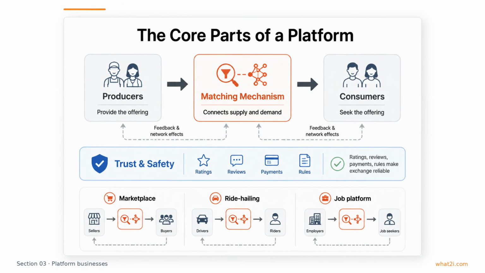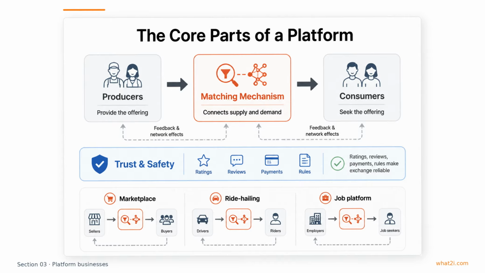Most platform businesses depend on three core elements working together. First, there must be supply, meaning producers or providers who offer something people want. Second, there must be demand, meaning consumers who are searching for that offering. Third, there must be an effective matching mechanism that connects the right supply with the right demand. Underneath all of that sits trust, because people are often transacting with strangers. Ratings, reviews, payments, rules, and safety systems are not side features in a platform. They are part of the foundation that makes exchange possible.